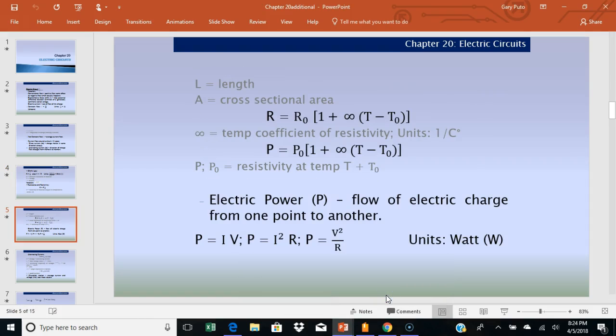Here I've talked about the resistivity of the material adjustments. There's electric power, and there are the three forms. Power is equal to current times voltage. Power is equal to current squared times resistance. Power is equal to voltage squared divided by resistance. Three different forms.